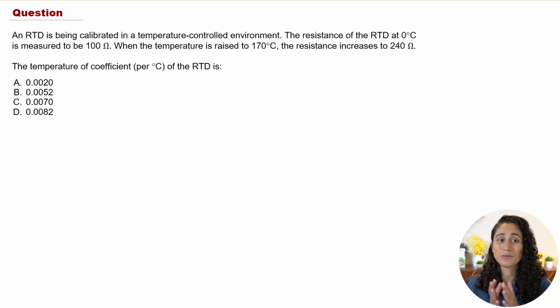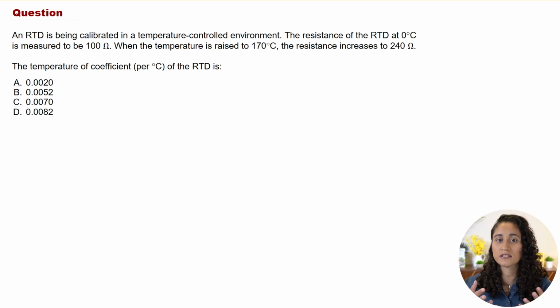An RTD is being calibrated in a temperature-controlled environment. The resistance of the RTD at 0 degrees Celsius is measured to be 100 ohms. Now, when the temperature is raised to 170 degrees Celsius, the resistance increases to 240 ohms, and we want to determine the temperature coefficient of the RTD.